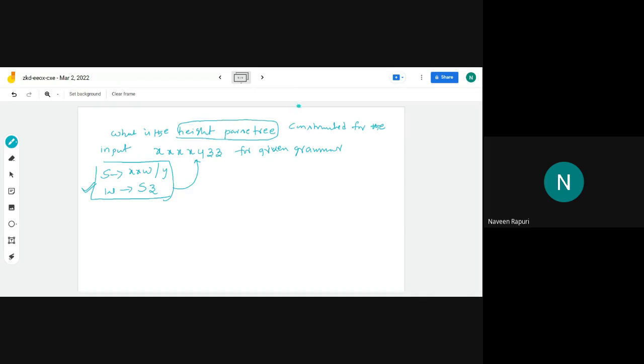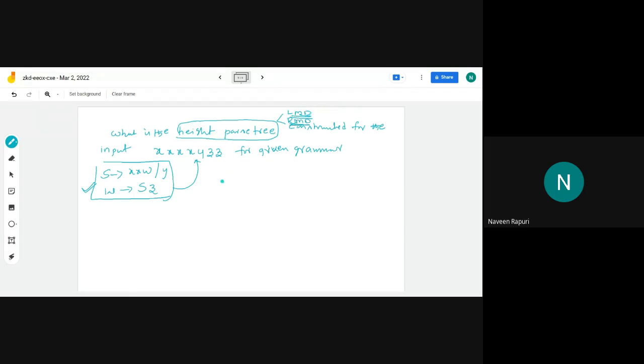For producing the parse tree, we have two methods: LMD and RMD. Sir, what is LMD? What is RMD? LMD means leftmost derivation. RMD means rightmost derivation. Sir, when do we call the derivation leftmost, and when rightmost?